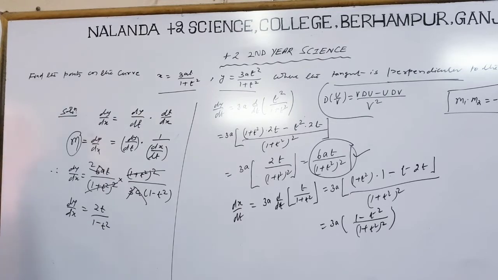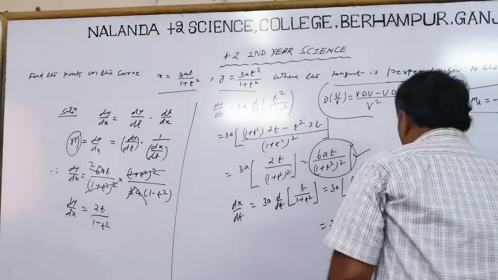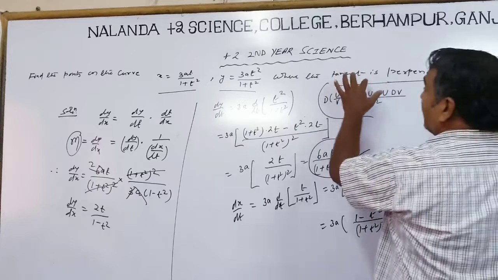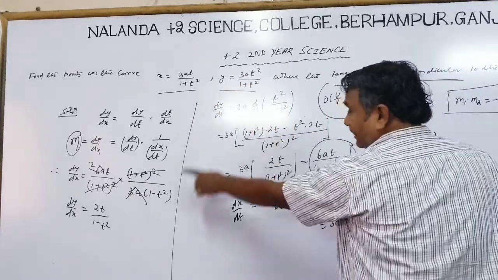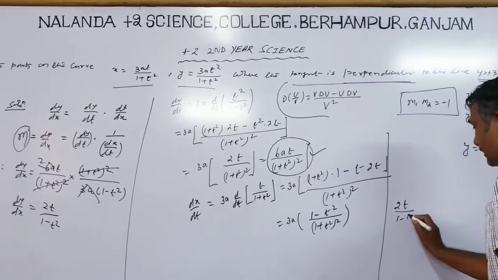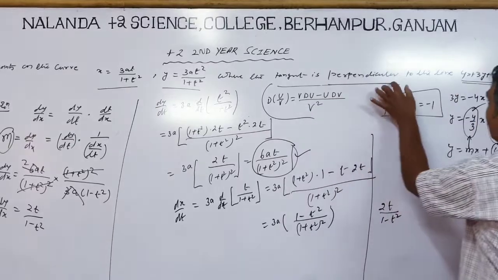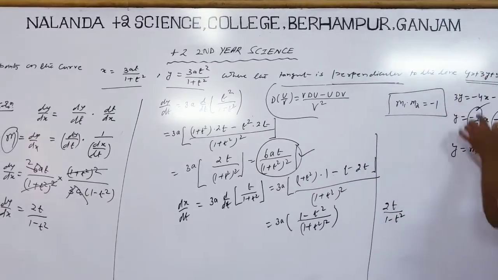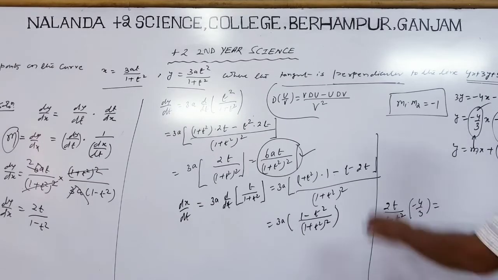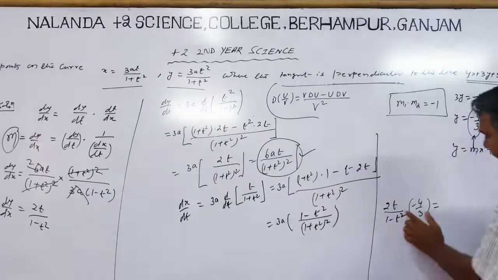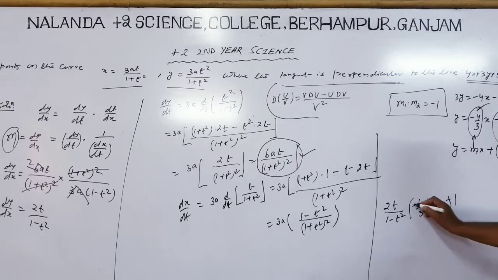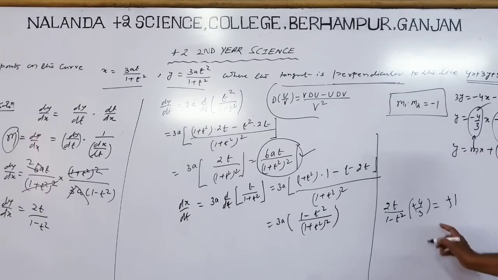Now use the formula. Here, given the point where the tangent is perpendicular to the line, that means dy by dx, which is 2t divided by 1 minus t², is perpendicular to the line. What is the slope of the line? So minus 4 by 3 into minus 4 by 3, equal to minus 1, since here it is perpendicular. Suppose parallel is given, then we write this part equal to this much. Now for perpendicular, the product is minus 1.